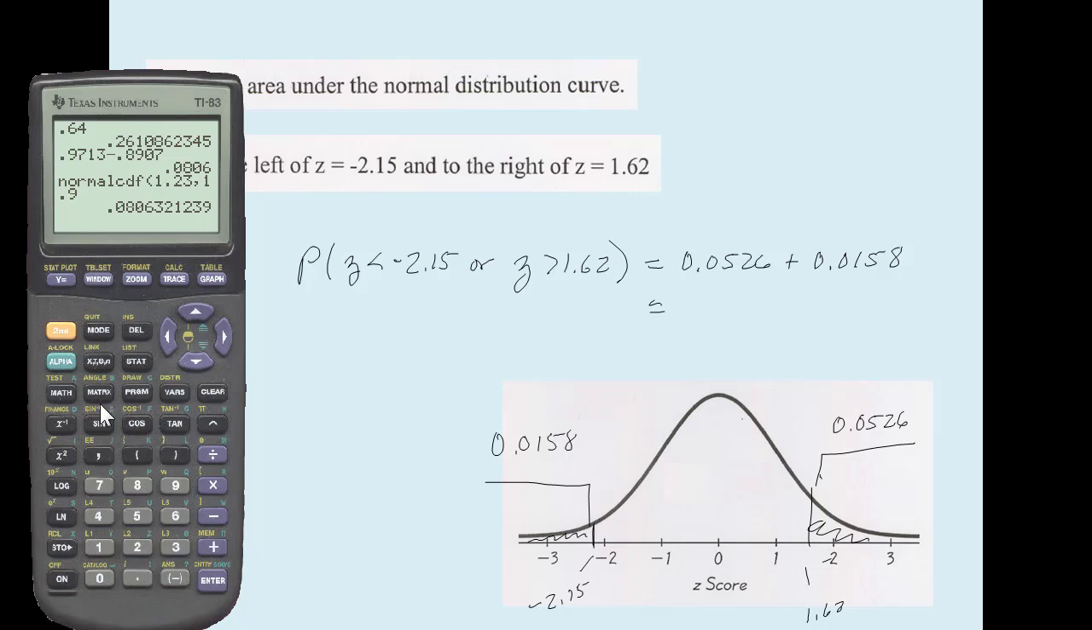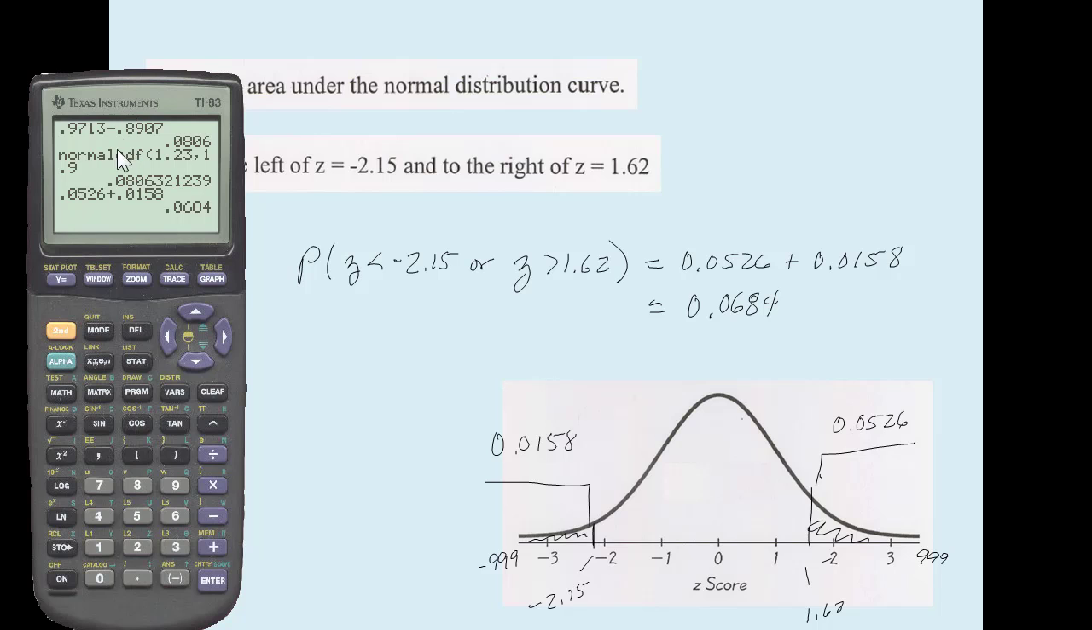So it's equal to 0.0526 plus 0.0158. Add those together, and I get 0.0684. Now, there is no simple way to do this in the calculator. I guess you could do it the long way. Remember, this is negative 999 over here, and this is 999 up here.